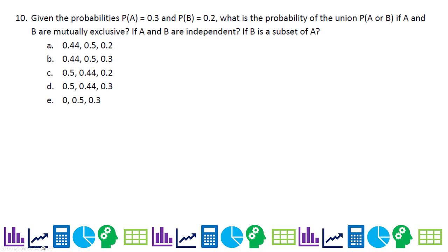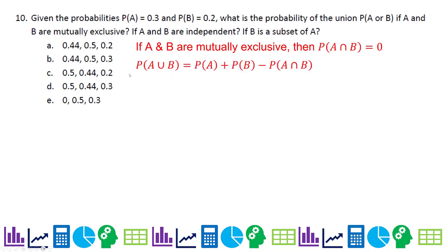So let's start off first with A and B being mutually exclusive. So if A and B are mutually exclusive, then the probability of A and B equals 0. All right, so let's go ahead and make a note of that. This formula is directly on your math chart, front page in the probability section. It's right there. All right, so we're going to go ahead and substitute in the 0.3, the 0.2, and 0. And we get 0.5. All right, so we're pretty sure it's either C or D.